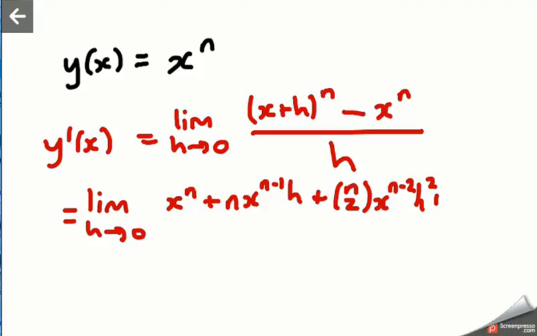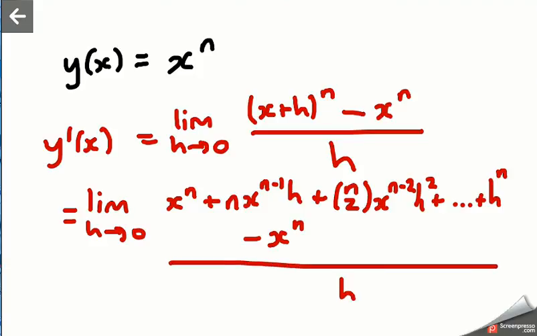Well, this keeps going all the way up to n choose n, which is 1 h to the power of n. And then we're still, and I've run out of room unfortunately, we're still subtracting x to the power of n. So this is all one line. And we are dividing that by h.